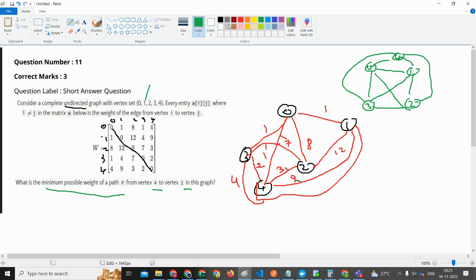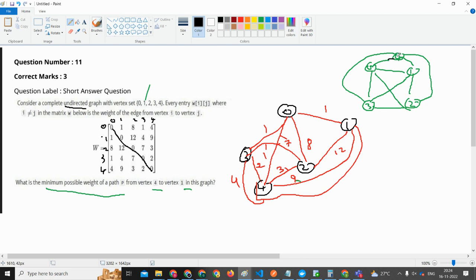It's asking about the weight of 1 to 4. So it's 9 only? No, shortest path can be lesser than that. If everything is connected to everything, there can be a shortest path, right?